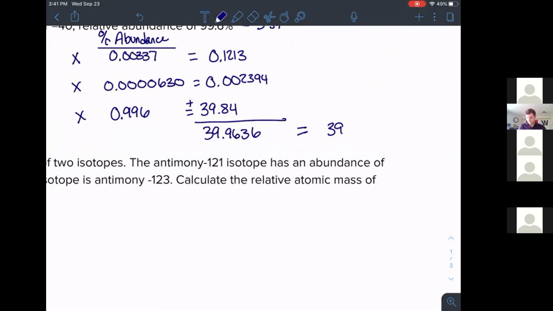39.9. So remember, we look at this one. Does this make it round up, or do we keep it the same? Round up. So instead of 39.9, this 9 rounds up to what? 10, which means it leaves a 0, and we put a 1 up here, which means that this becomes 40. 40.0. And then our units, AMU.